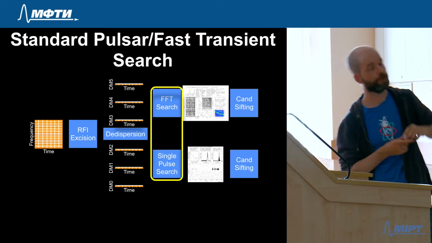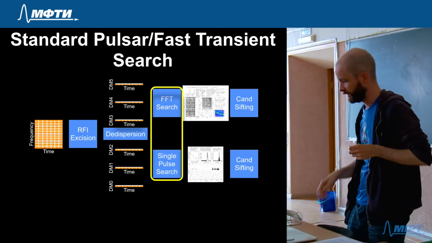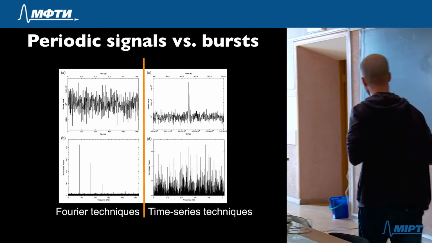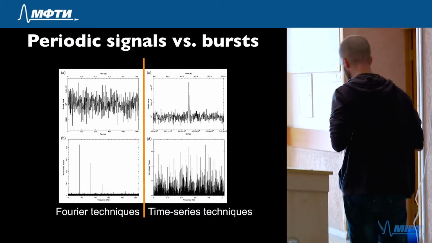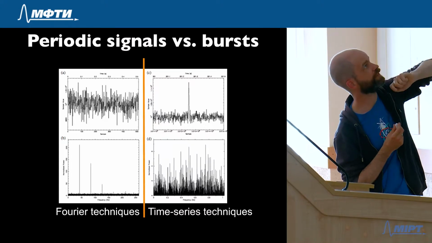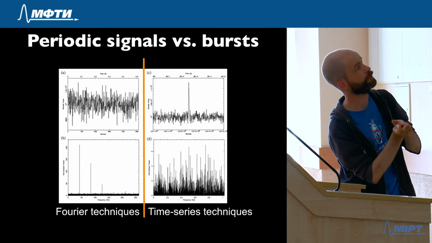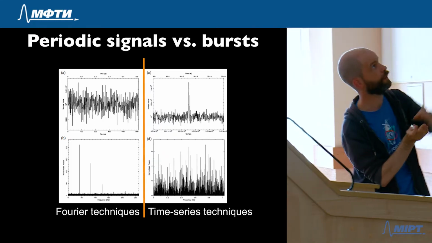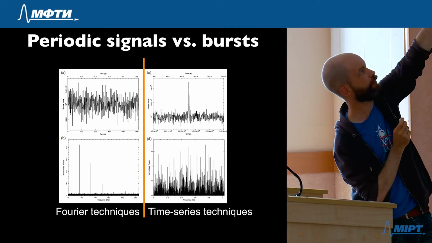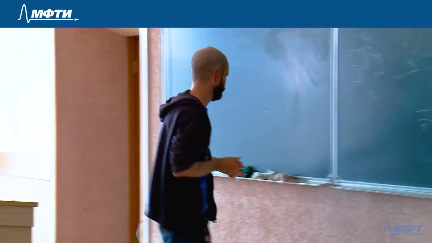So we search for periodic signals, but we search for intermittent sporadic signals as well. What this diagram is trying to emphasize is, imagine a situation where we've corrected the data for dispersion. On the top left-hand side there, we've corrected the data for dispersion, and we've summed all of the frequency channels together. Now we can take a Fourier transform of those data, and the Fourier transform that we get is shown on the bottom left there. So you can see multiple peaks. And why is there all of a sudden a signal?